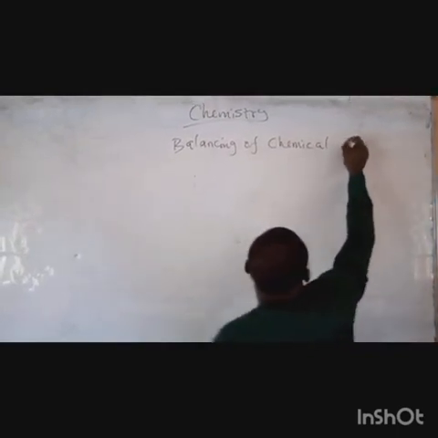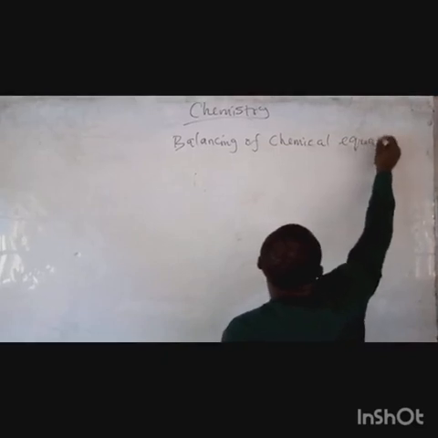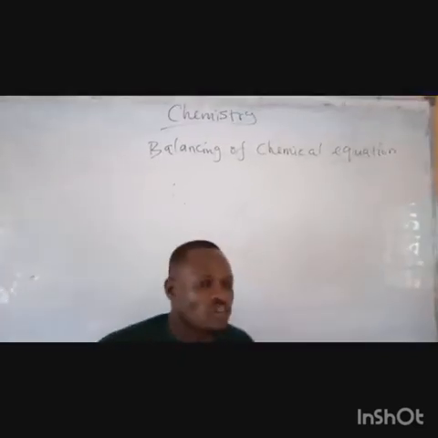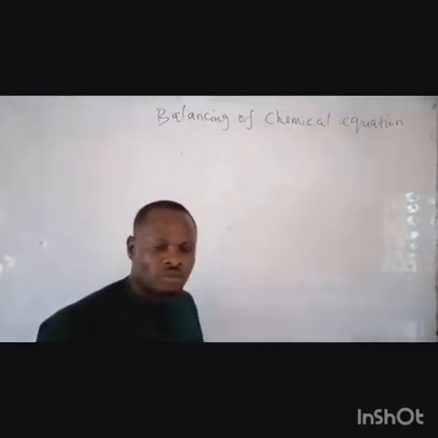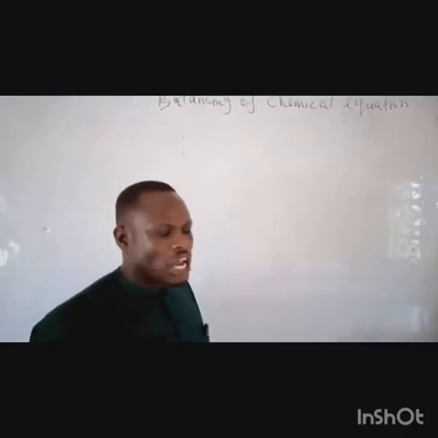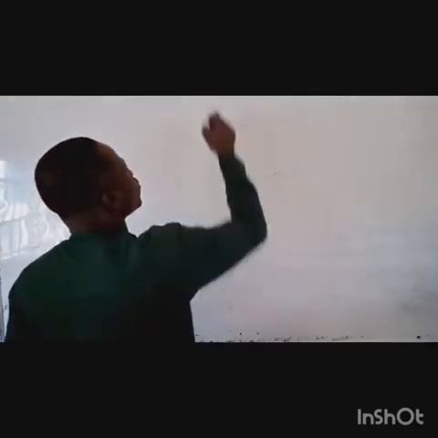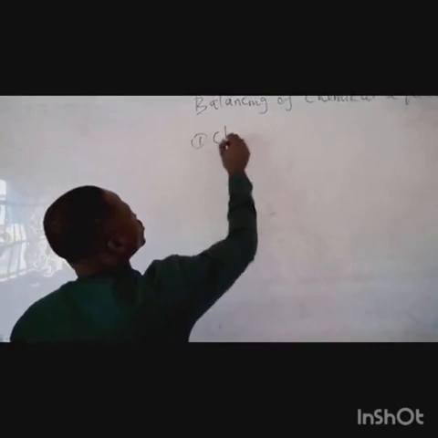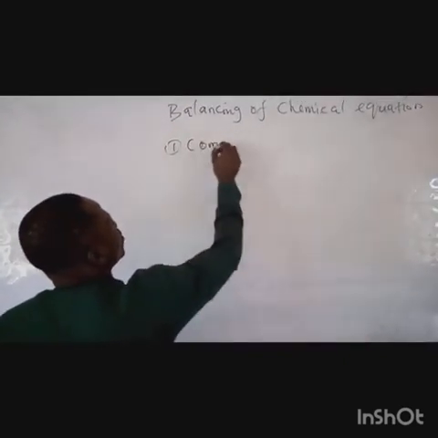Balancing of chemical equation. And now we have different types of balancing of chemical equation. We are going to look at a lot of them. If you continue to subscribe, we have a lot of videos where we have done this chemical equation before. So number 1 chemical equation we are going to look at is combination reaction.